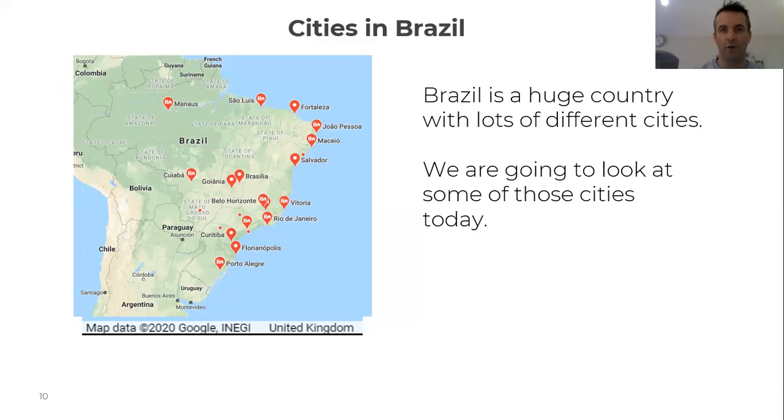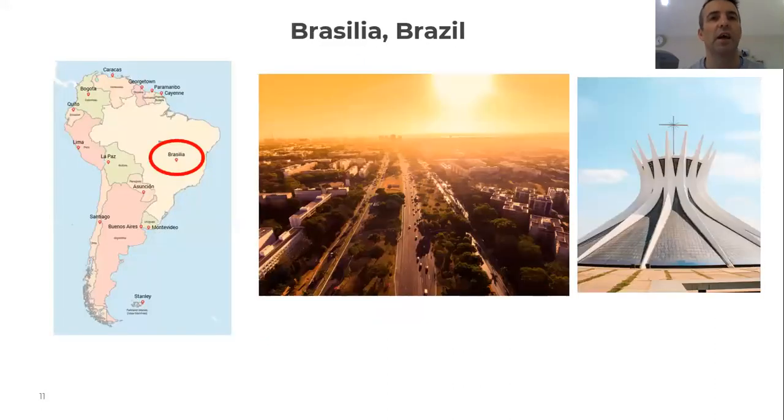So, the first one, which might be familiar to us, is the capital. Can anybody remember the name of the capital of Brazil? It's Brasilia. Well done if you remembered that one. Brasilia is located in central Brazil, so more or less in the middle of the country. There it is on the map on the left-hand side, slightly to the east.